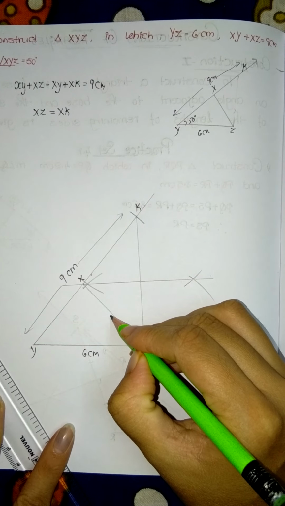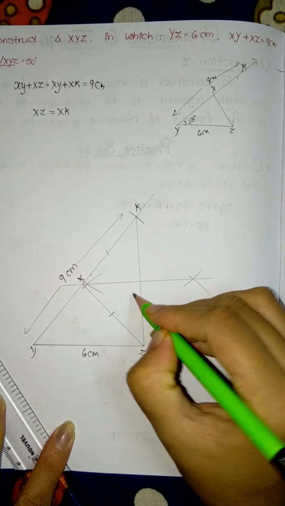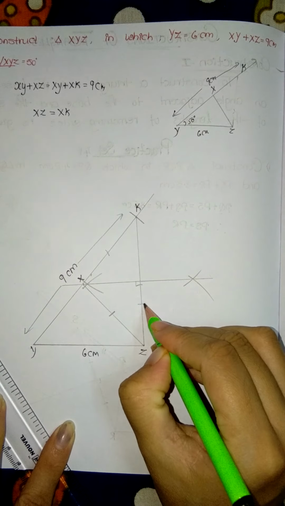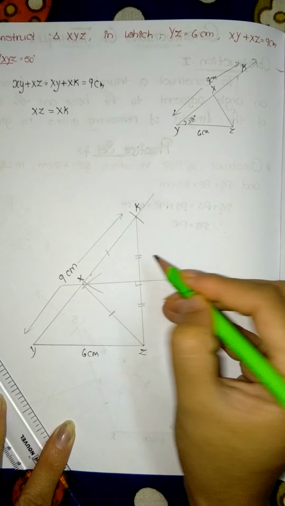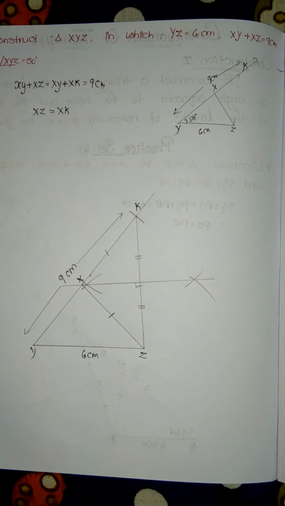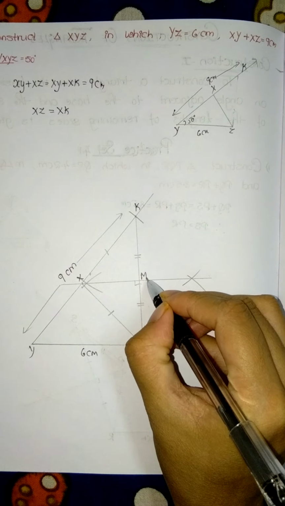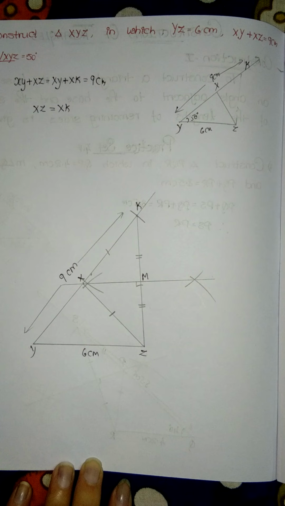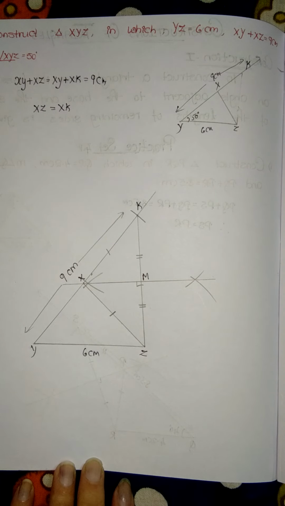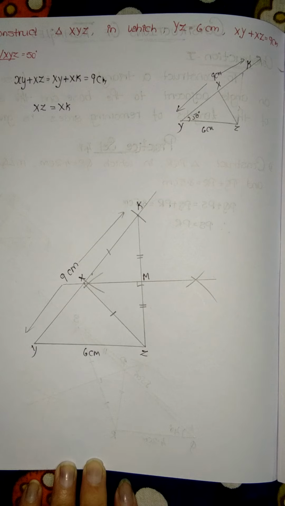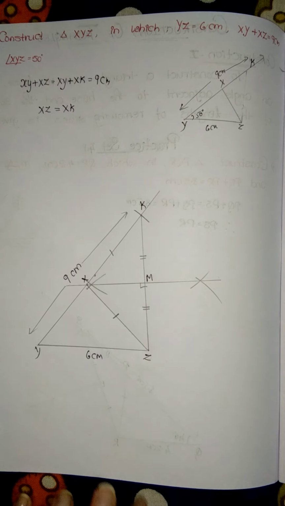So here this side is equal to this side. So this is perpendicular. So this side and this side are equal. Give the name for this M. So it completes the second question of construction. Next move on to the third one.